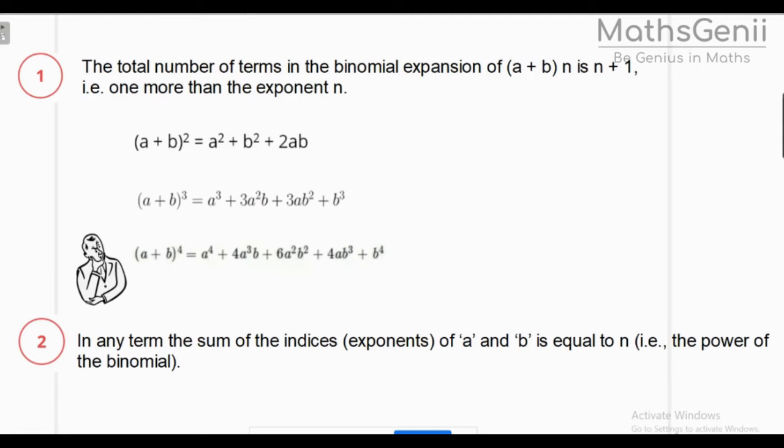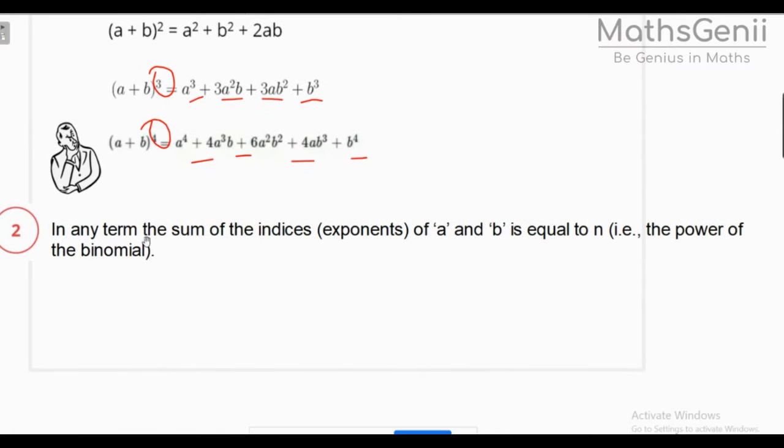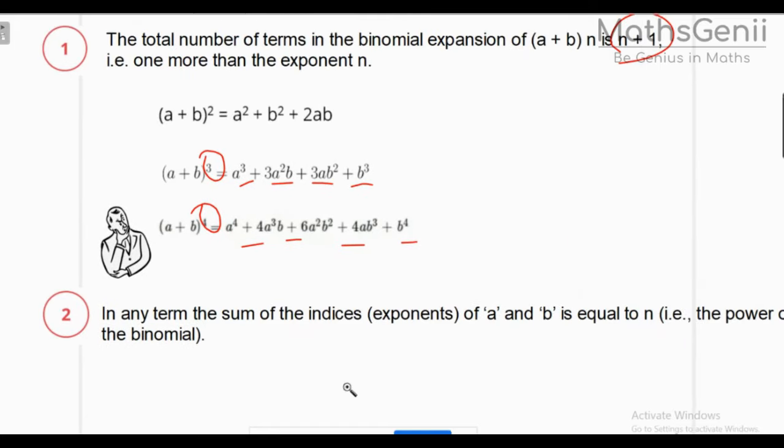Now let's move ahead. Two interesting observations. One I've already told you: the total number of terms in a binomial expansion of power n is n plus 1. As I already told you here, I have 3 as my power, but I have 4 terms. Similarly, I have 4 as power, but I have 5 terms. So n plus 1, 4 plus 1, 5. This is the first observation. What is the second observation? In any term, the sum of the indices of a and b is equal to the power. Let's check that also.